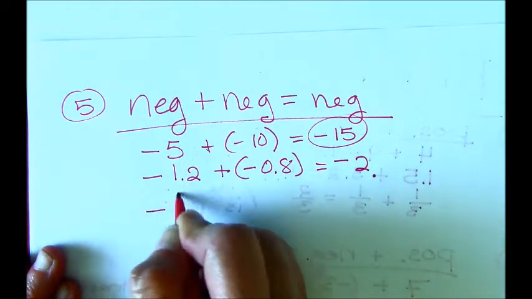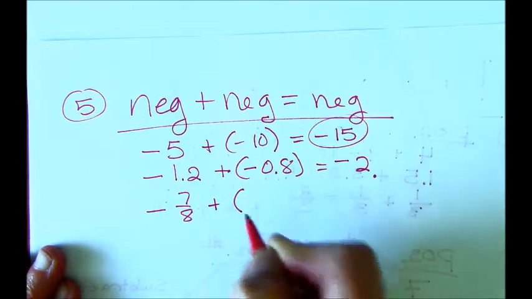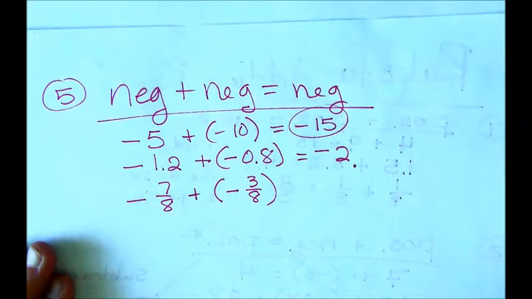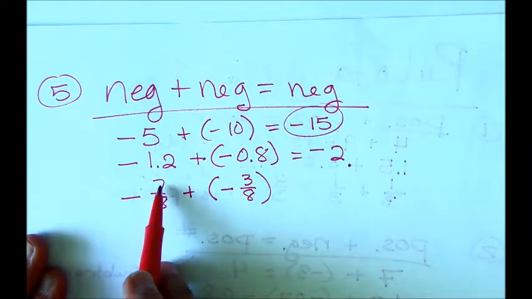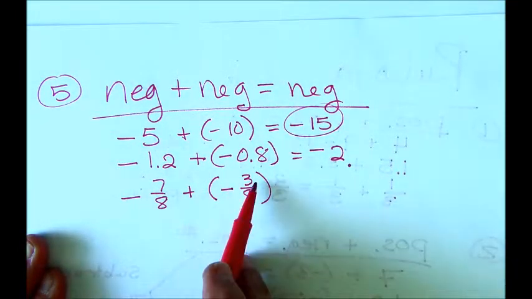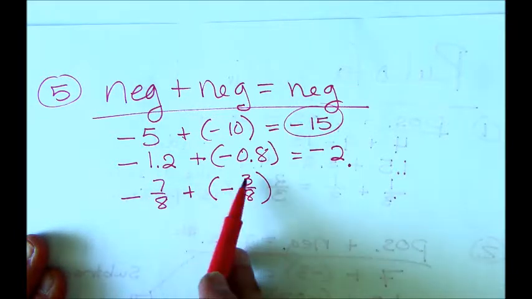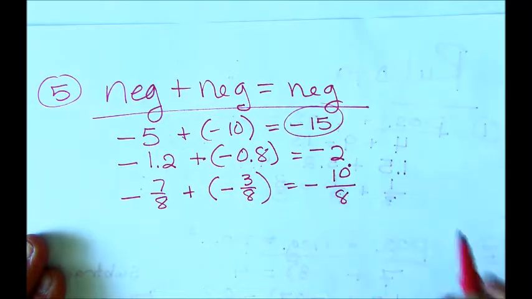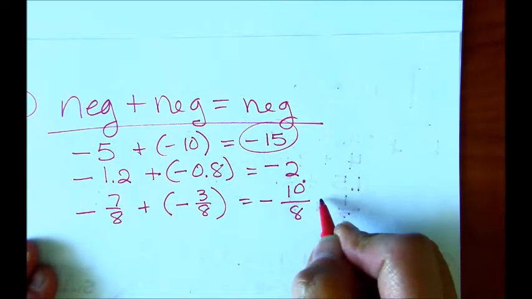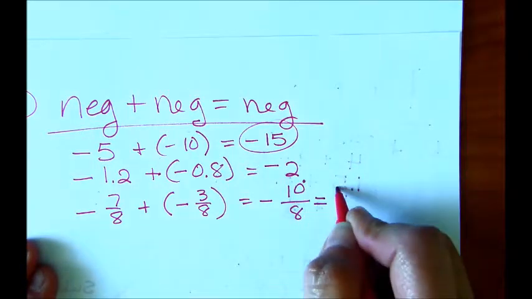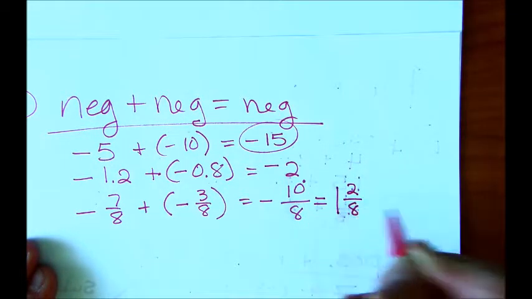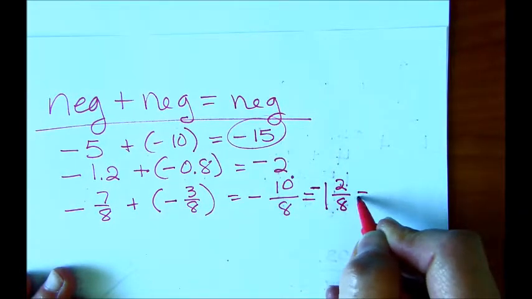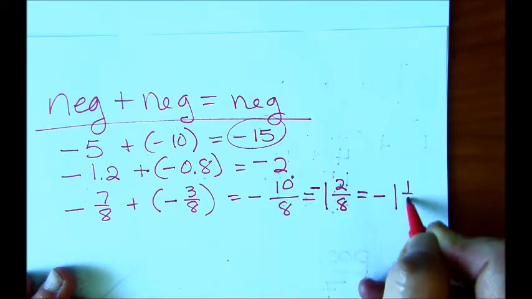Let's say we have a negative 7/8 plus a negative 3/8. Okay, so we're just adding the numerators. The denominators are the same, so we're just going to add the numerators. That's going to give us negative 10/8. Now this is improper, so we should always convert to a mixed number. 8 goes into 10 once with 2 left over. And remember, that's negative. Now 2 8s we can reduce to 1/4. So negative 1 1/4.